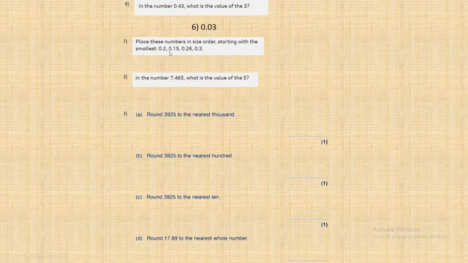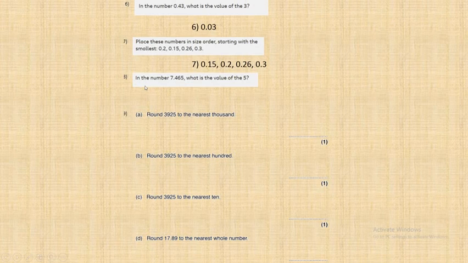So here it's 0, 0, 0, 0. Go next door: 2, 1, 2, 3. So the smallest one, of course, is going to be 0.14, 0.15. And after that, I have two twos. So which one is the smaller? Let's go next door. Here there's nothing, it means there is a 0. And here's 6. So of course 0 is smaller. So it's going to be 0.2. So 0.15, 0.2, after that 0.26, and at the end it's going to be 0.3.